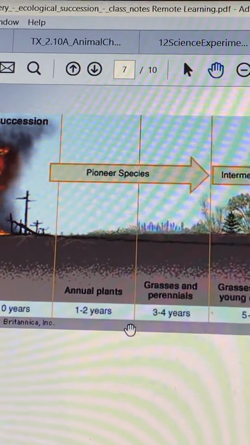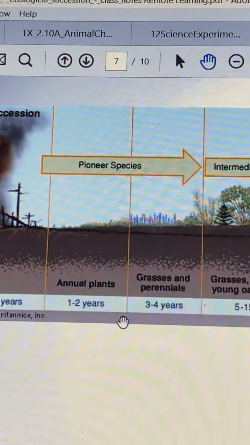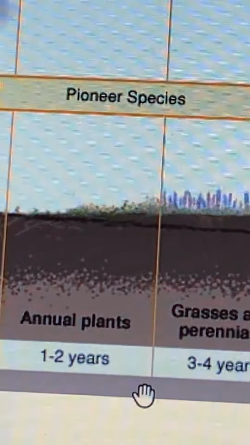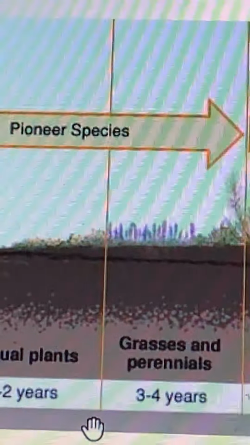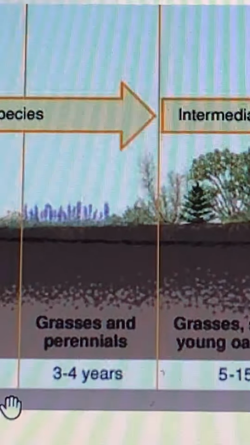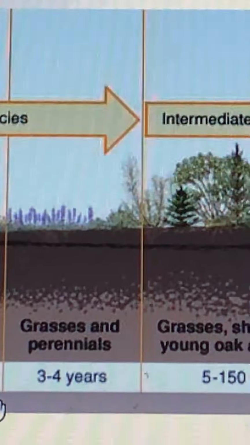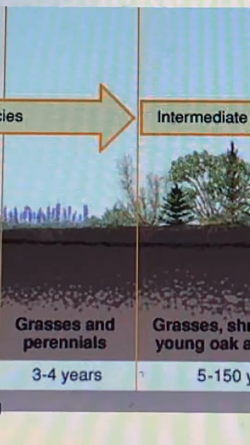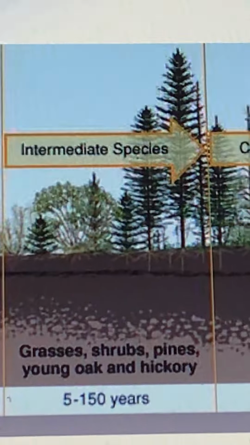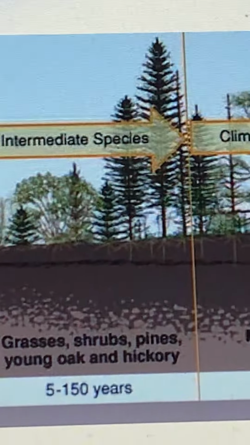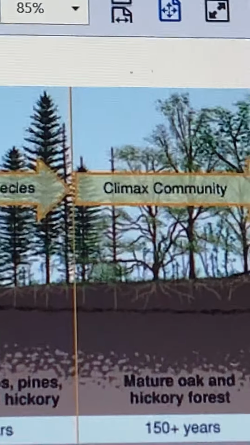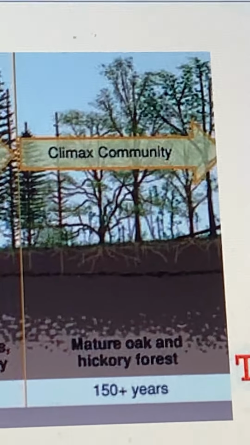Then you can see in 1 to 2 years, you're going to have little annual plants that'll come in and take hold. Notice that they're very small. They don't require a whole lot of soil. But then after that, you're going to have grasses and perennials. The difference between an annual and a perennial is that perennials come back every year. Then you're going to have shrubs, and then small trees, and then larger trees. And then eventually you'll get the large oak trees, and it'll be an established forest again.